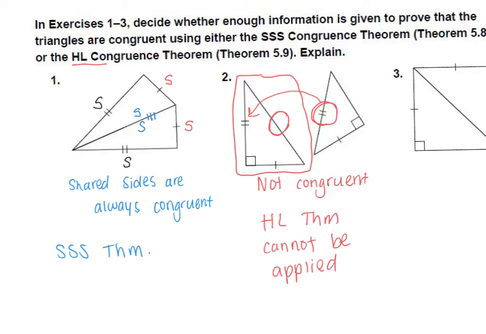Questions on number 2. This one was kind of tricky to see. Okay? But just recognize number 2, or the first triangle, we don't know anything about the hypotenuse. But the second one, it tells us that the hypotenuse is congruent to one of the legs of the other one. And that's not how we apply the theorem.